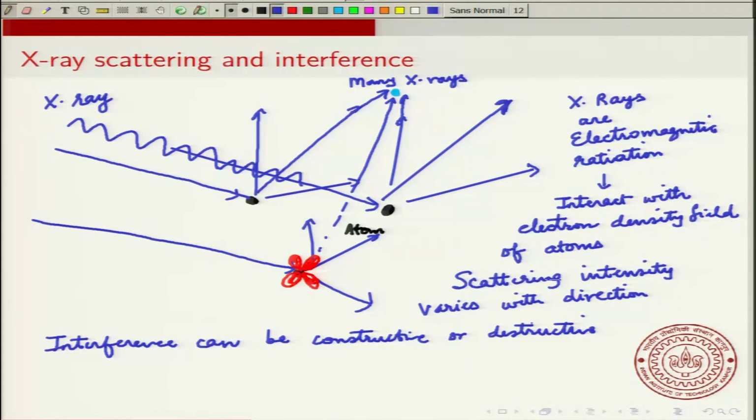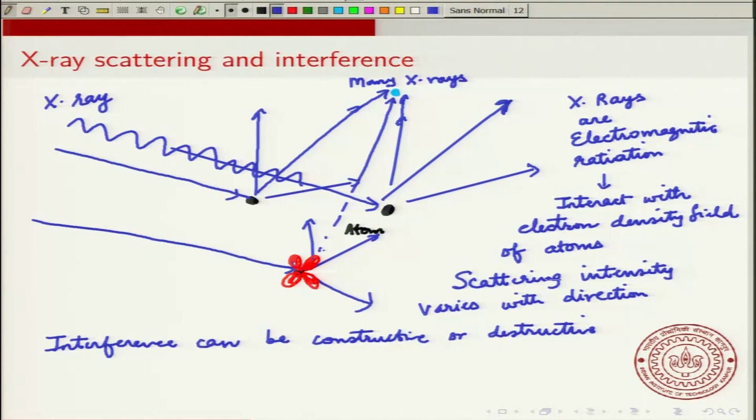So, this is the basic idea of X-ray scattering and interference, and now what we are going to see is how the underlying structure matters. Obviously whether it is constructive or destructive depends on how the atoms are spaced with respect to each other. It depends on the relative distance and the relative positions of the atoms.